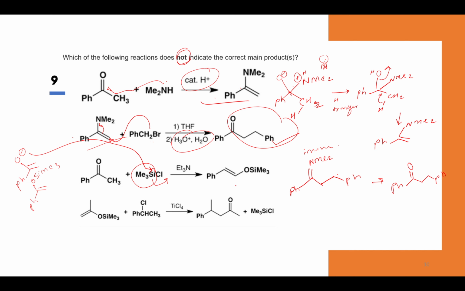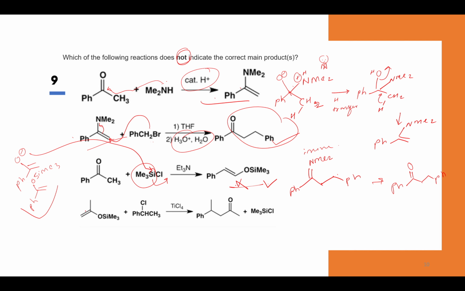This way, right? But here it is showing the attack taking place via this carbon, which is incorrect. So this is not the major product. The major product is this one. So according to the question, this option is the correct option, because we are not getting this as the major product in this case.